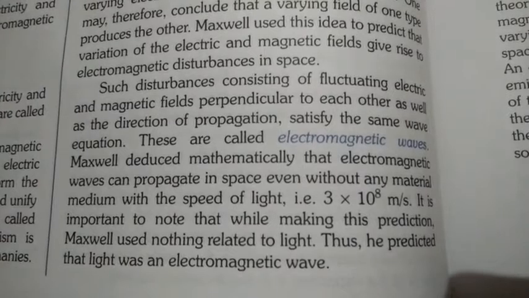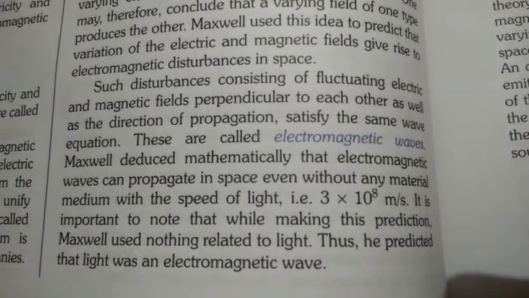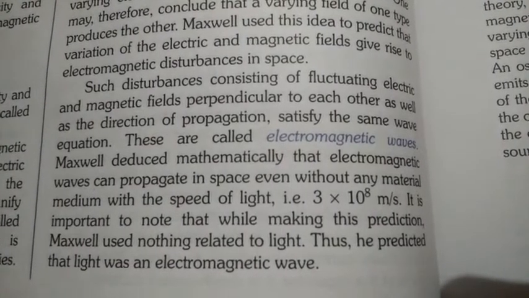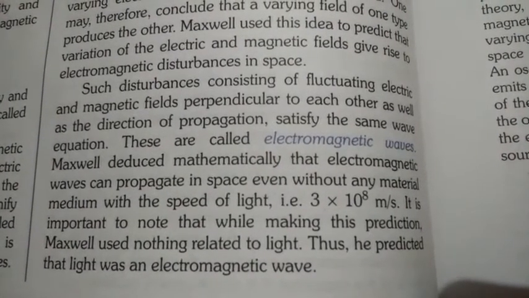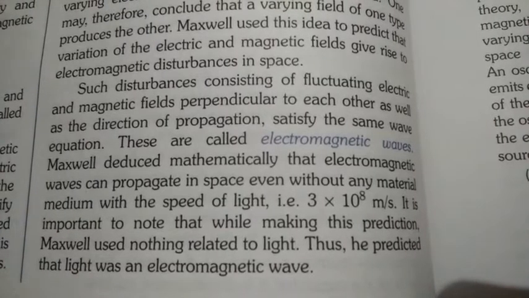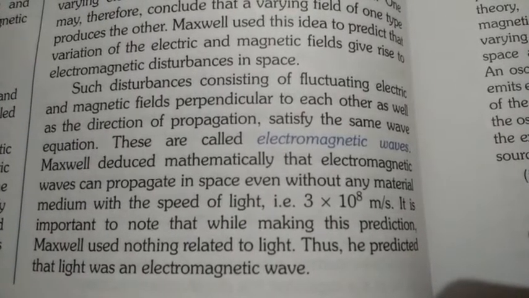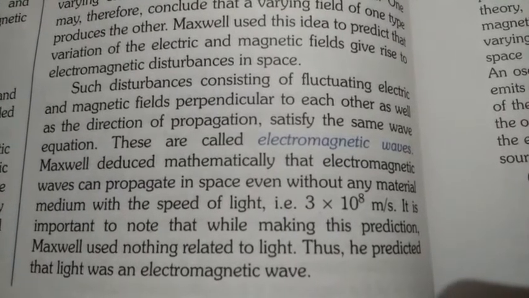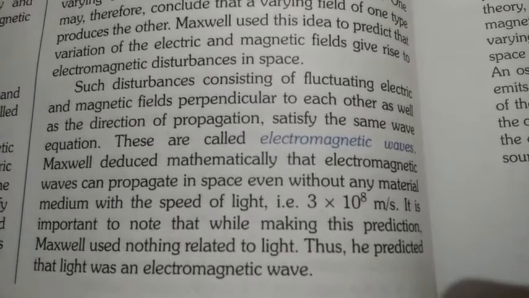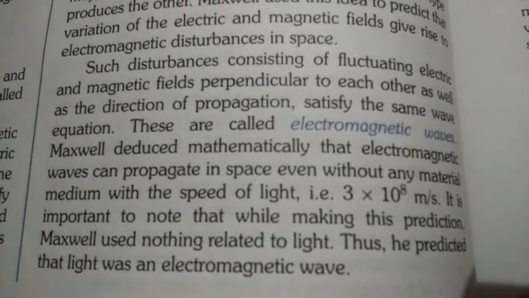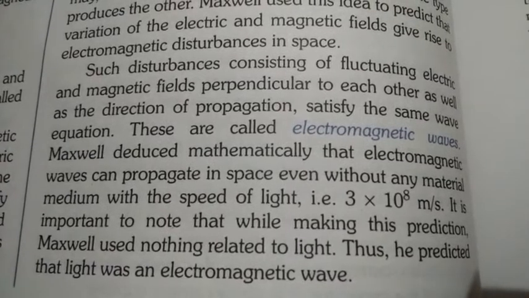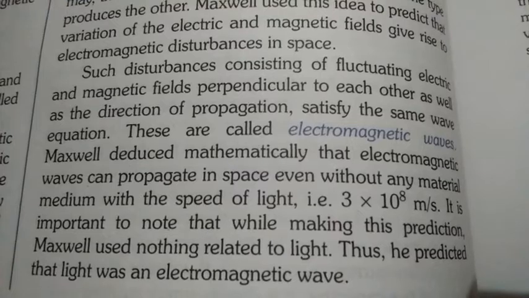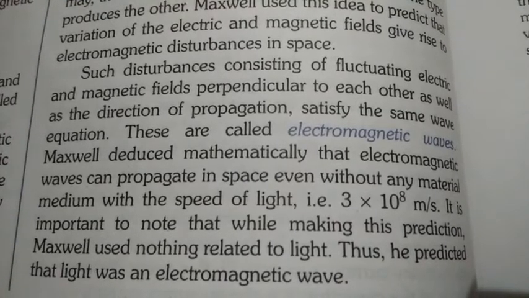So how can we define electromagnetic waves? The disturbances consisting of fluctuating electric and magnetic fields perpendicular to each other, as well as the direction of propagation, satisfy the same wave equation. Okay, if any fluctuating electric field is there, because of that a magnetic field will be generated, and if they are perpendicular to each other, they satisfy the condition of production of electromagnetic waves. So that kind of disturbances are called electromagnetic waves.